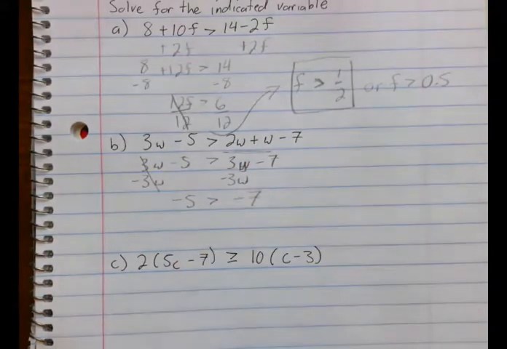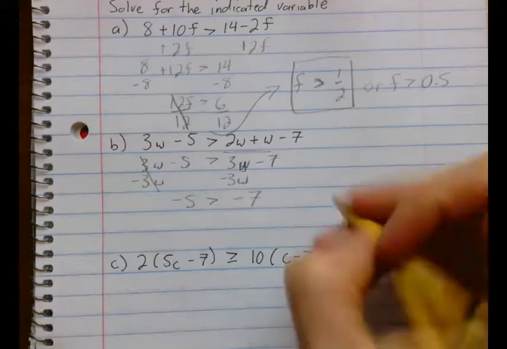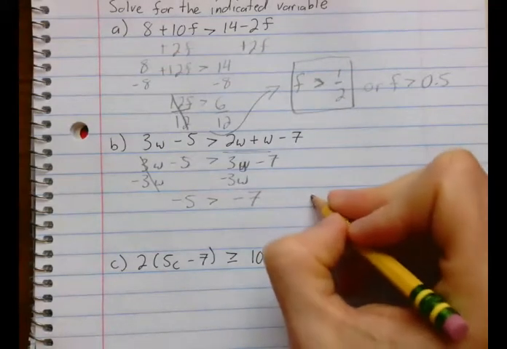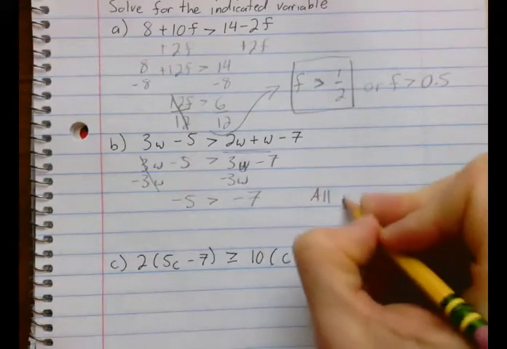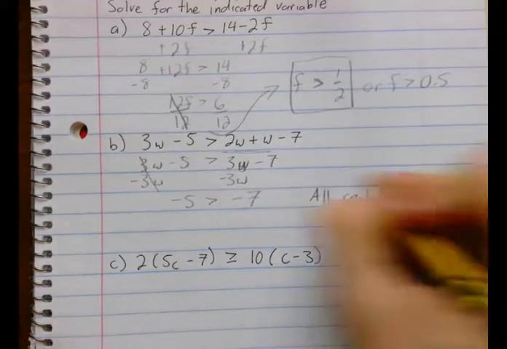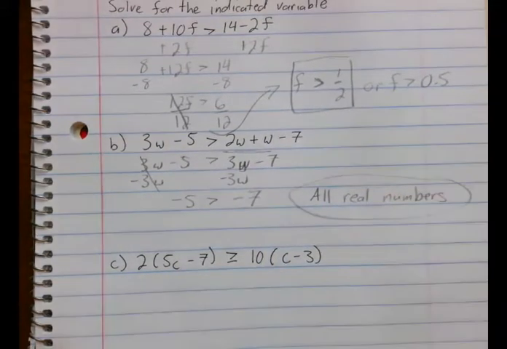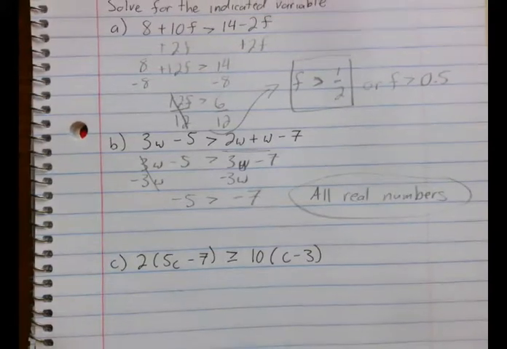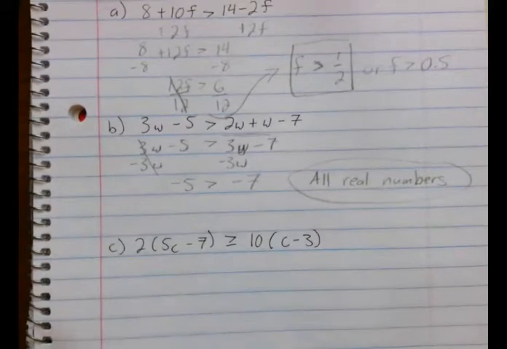The question is, is negative 5 greater than negative 7? If that is a true statement, which it is, our answer is going to be all real numbers. That means that you could plug in any number you would want to for w, as long as it's a real number, and it will make those two sides of the inequality a true statement, which is a pretty unique thing.